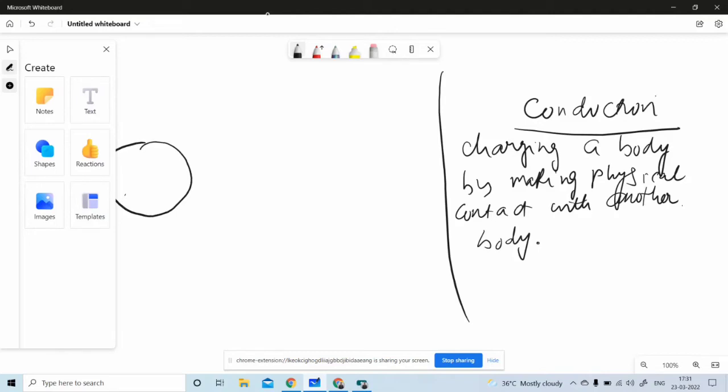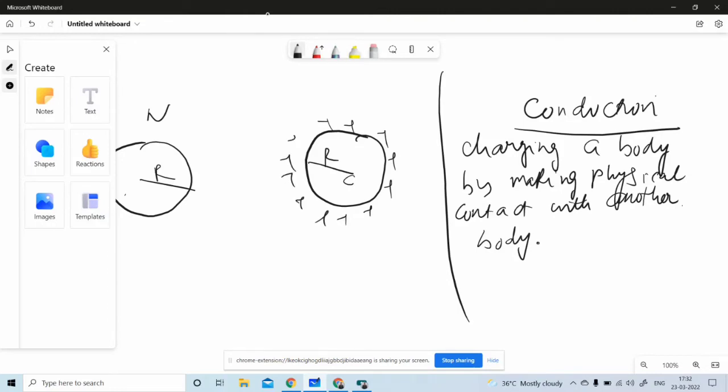Suppose there is a sphere having a radius r. It is a neutral sphere, and this is another sphere of the same radius r. That means both the spheres are identical. Let us say this sphere is being charged. It is having positive charge, which means we have removed electrons from this sphere. Let us call this sphere A and this sphere B. So sphere A is positively charged. Let Q total be the total charge, and sphere B is electrically neutral.